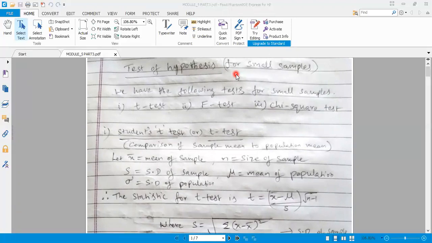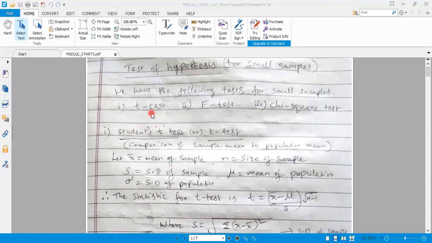Let us first discuss what is a small sample and what is a large sample. A small sample means the size should be less than 30. A large sample means the size n is greater than or equal to 30. So based on the size, we classify the samples. Small sample means it should be less than 30. Clear? So this is about small samples.